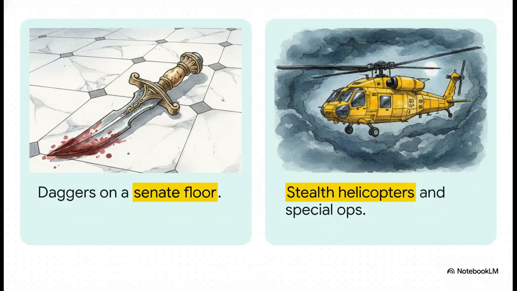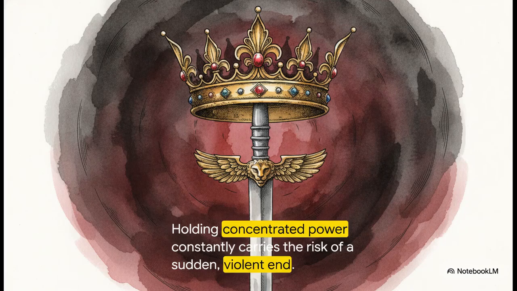Looking back at all this, it's absolutely fascinating to see how the methods of removing powerful figures have changed over time. We started with close-quarters betrayal by supposed friends wielding daggers on a Senate floor, and we end up with highly sophisticated cross-border military strikes utilizing stealth helicopters. A real shift in tactics, right? But what you really need to take away from this is the common thread running through over 2 millennia of history. Whether it's the Ides of March, a narrow Roman palace corridor, or a heavily fortified compound in Abbottabad, these events prove one thing for sure. Holding concentrated power constantly carries the very real risk of a sudden, violent end.